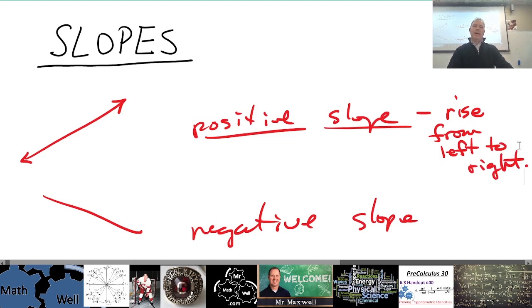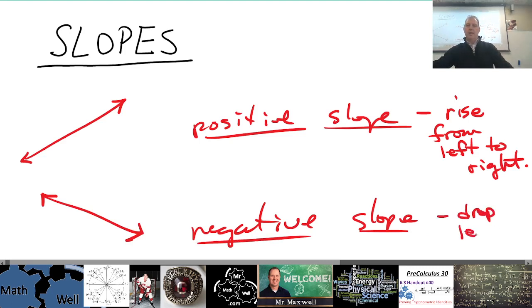A negative slope, okay, negative, from left to right, the slope goes down. So there's a drop from left to right, okay? I'll call it a drop from left to right. And so the slope that would be associated with that would be negative.